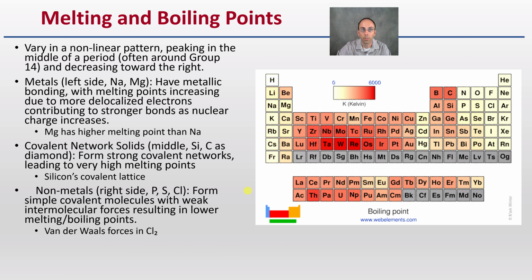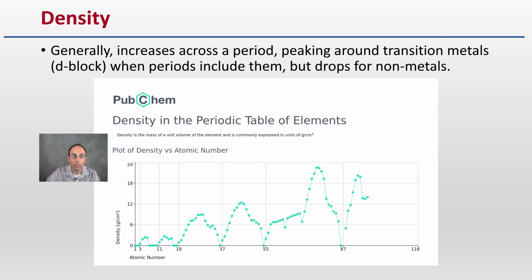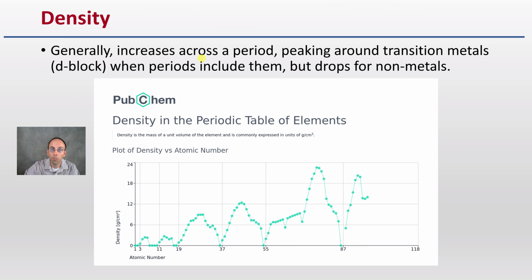Progressing on to density, generally this is going to increase across a period, peaking around the transition metals, which is the D block of the periodic table, when periods include them, but drops for nonmetals. We kind of see that trend here as we're looking at plotting density compared to atomic number. We see a trend in one way, building up in that increased density, and then it decreases, and it builds up, and it decreases yet again.